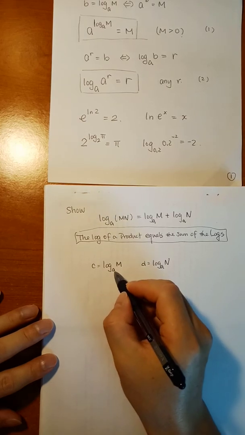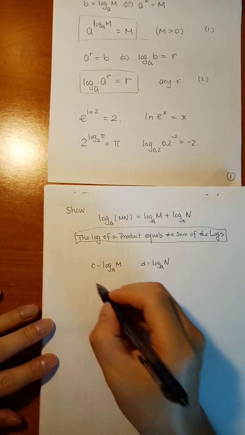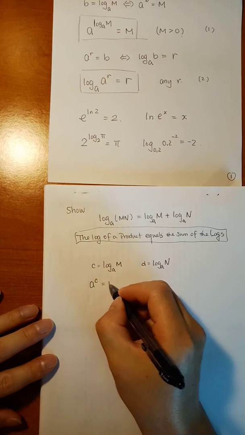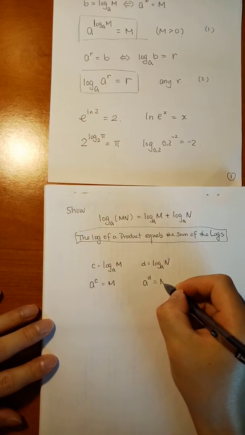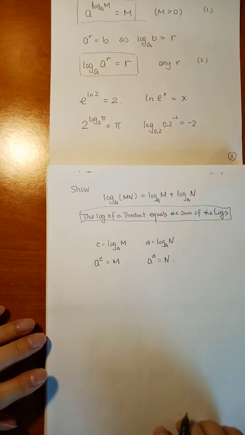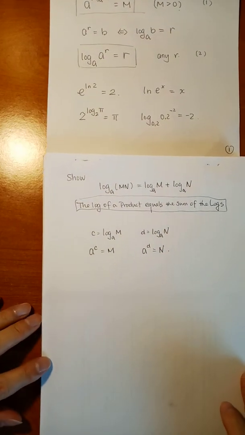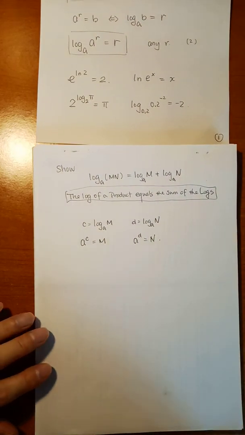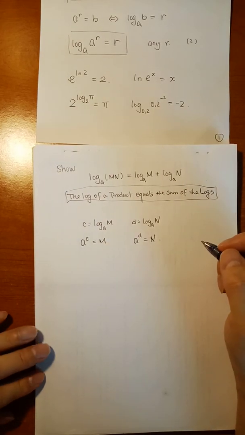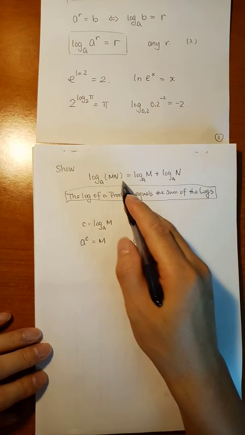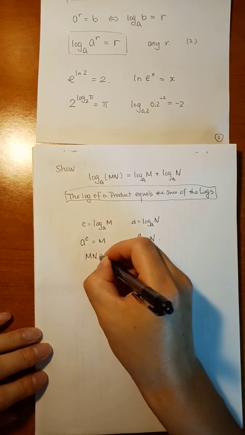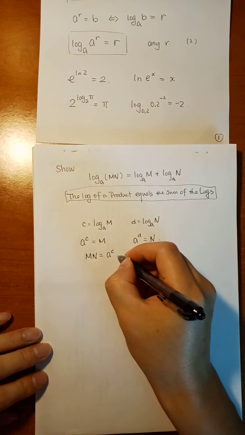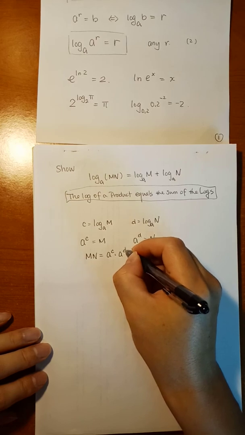C is a logarithm to the base a of m. It means a to c is m. D, it means a to d is n. Okay, so we just apply the definition of the logarithmic function. Now, because here we need the product, let's do the product m times n. Now m times n is a to c times a to d.